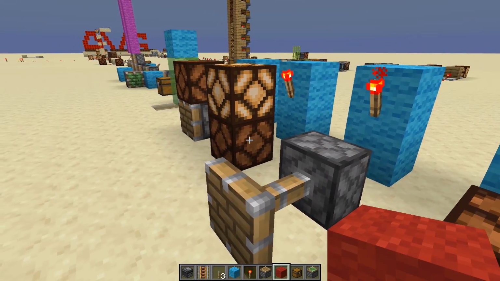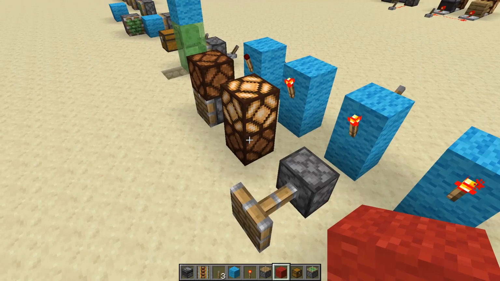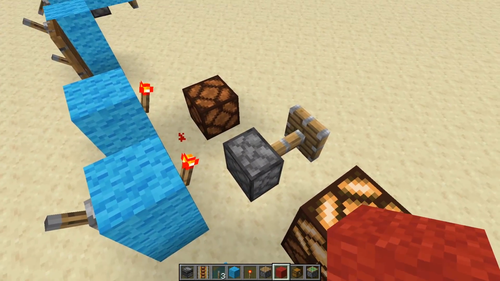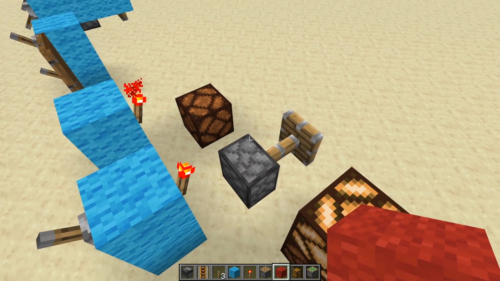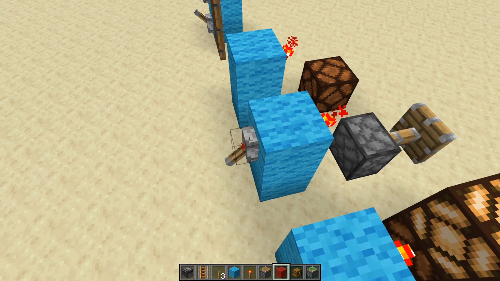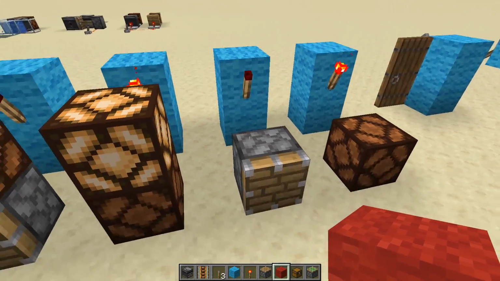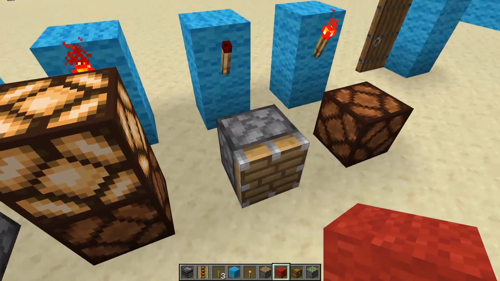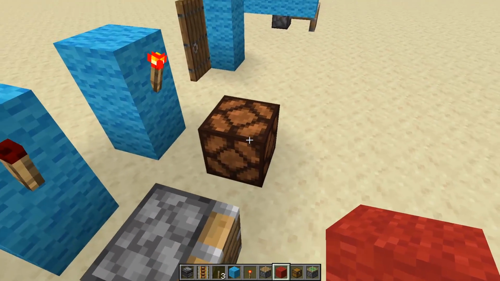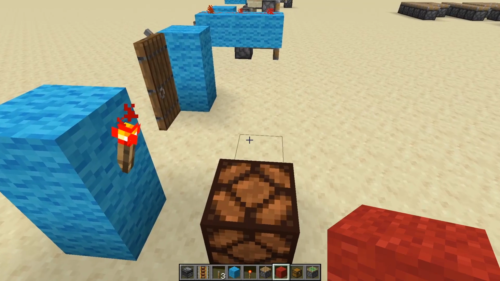Now, what is even more mind-blowing is it actually does not need a block on top of it. If the air on top of the piston is powered, the piston will be activated and deactivated. So it's not required to have an actual block on top of it. Air will actually power it as well. You can see here that the lamp obviously is not on.